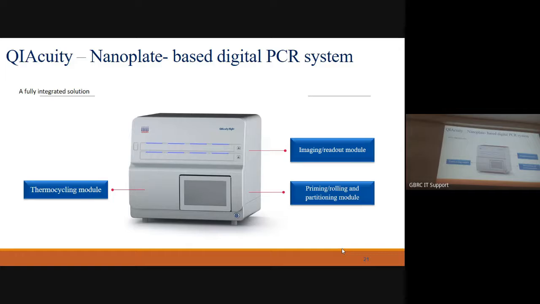So this is the instrument I think you must have seen. Here on the above side is the imaging or readout module. From here the plate will come out, and you will place your plate after sealing. Then this is the screen, and your partitioning and everything will be here. Partitioning, rolling and all other modules are here. So the thermal cycler will be here and your imaging will be here.